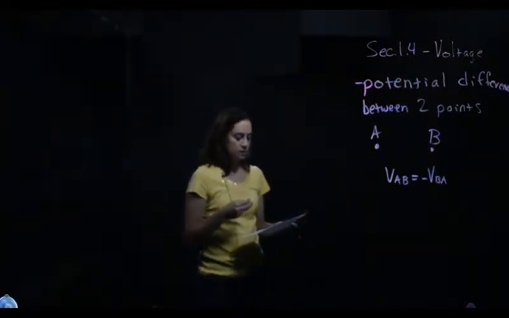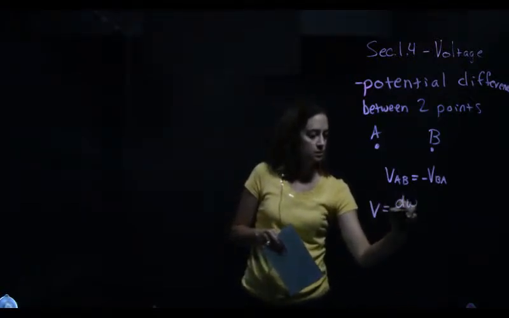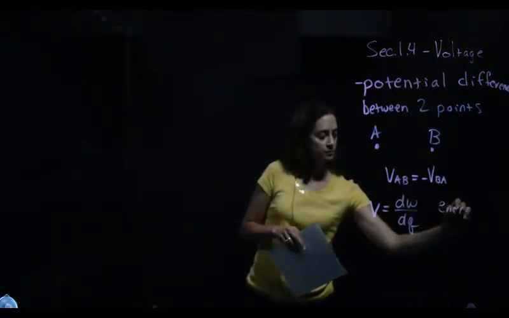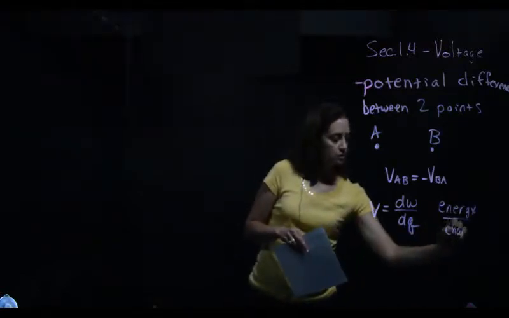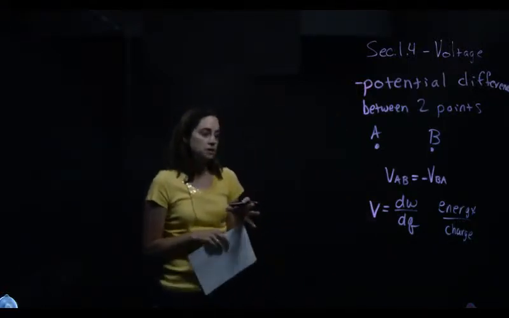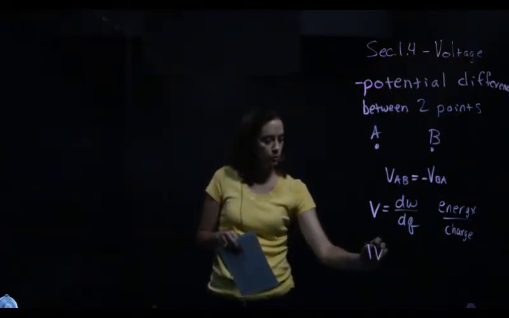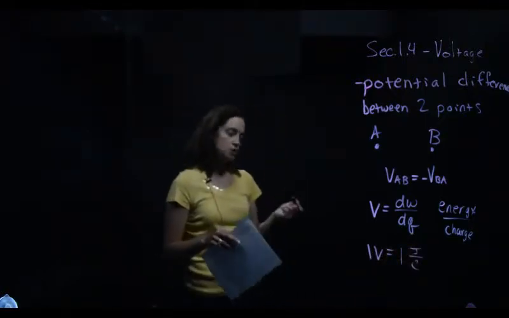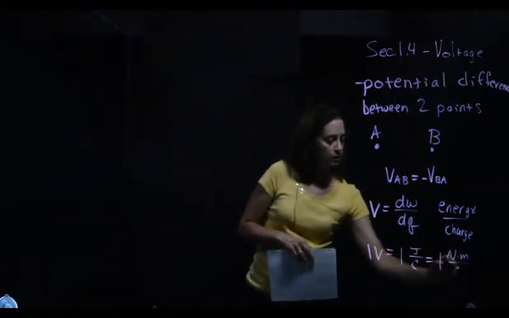And voltage is dW/dQ, where W is our energy. Q, of course, is our charge. We've seen that before. V is our voltage. So our voltage is our change in energy with respect to charge. So 1 volt equals 1 joule per coulomb. Or a joule is a Newton meter. You can say 1 Newton meter per coulomb.